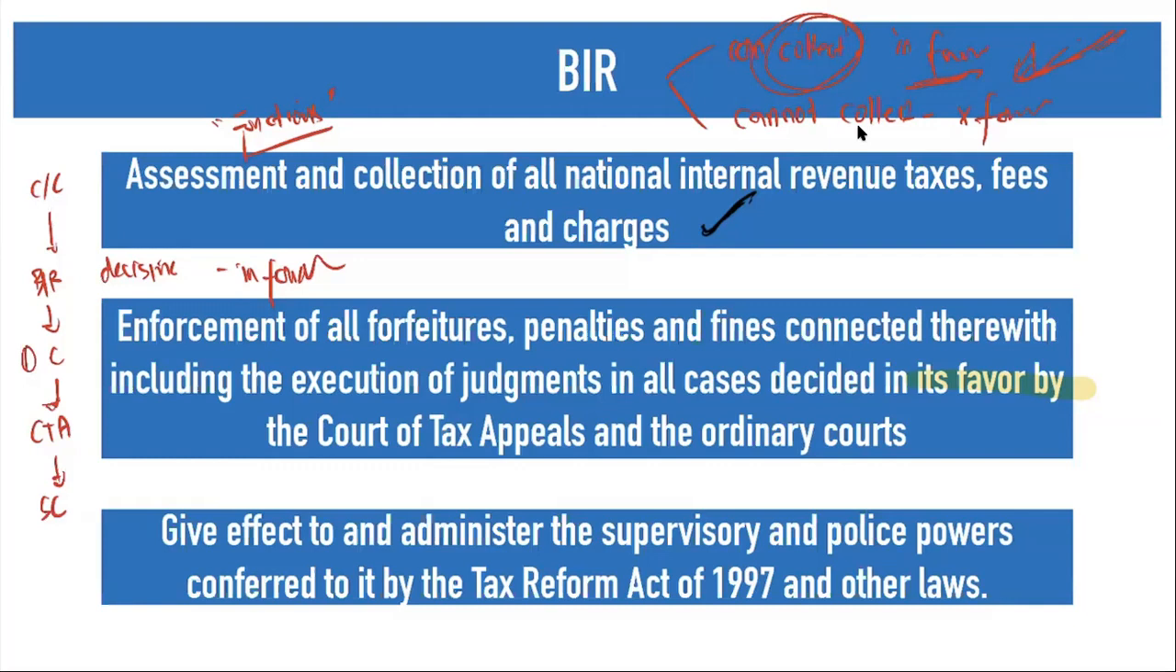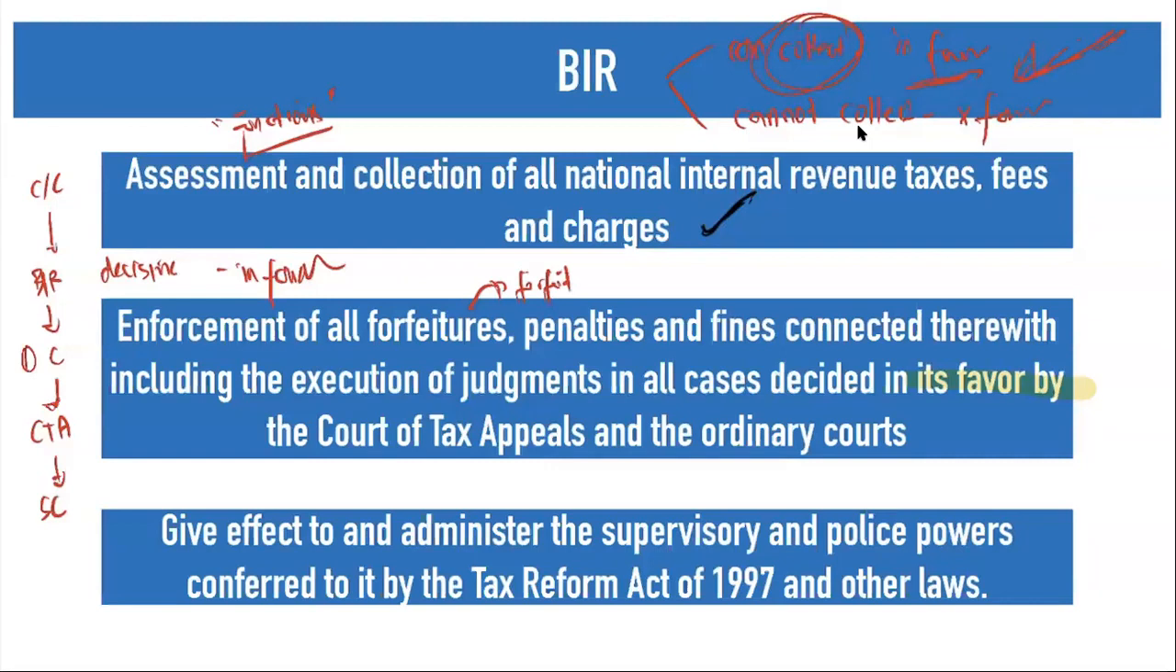Okay, so the BIR can enforce forfeitures, penalties, and fines. Generally, forfeiture happens in case the taxpayer cannot pay. So the government can just collect the taxes through the properties of the taxpayer. So the government, through the BIR, can forfeit the properties of the taxpayer.